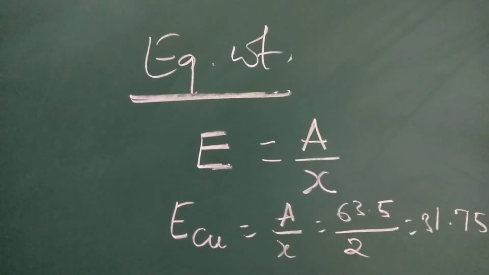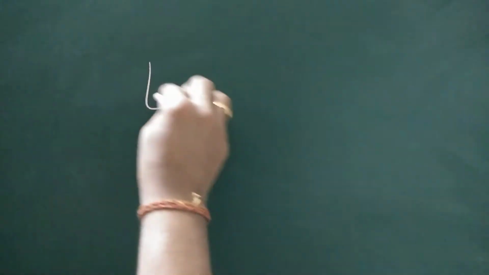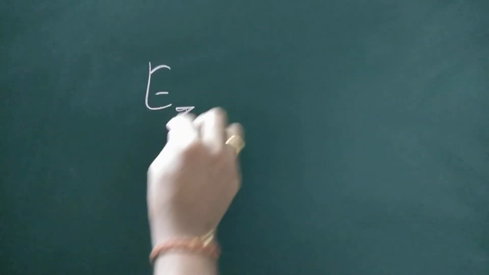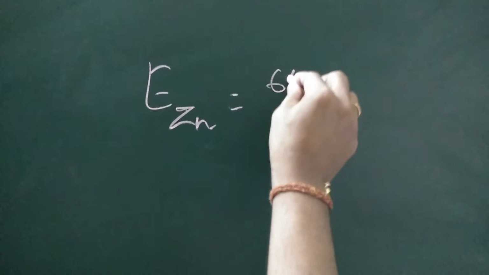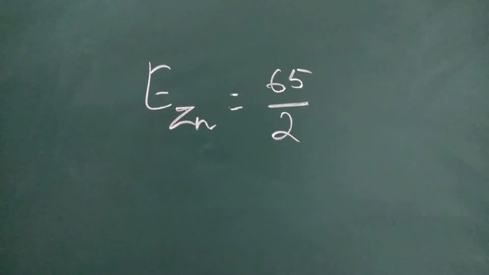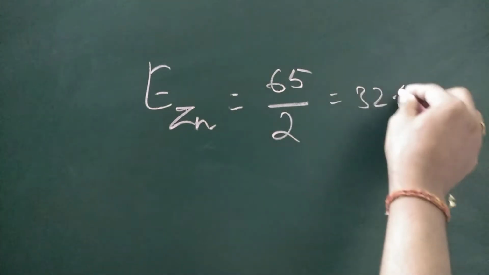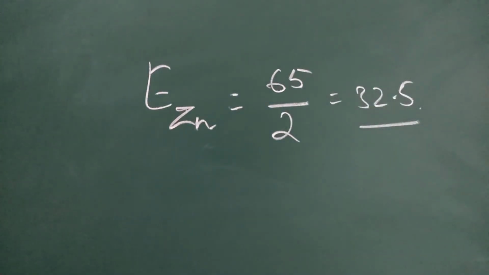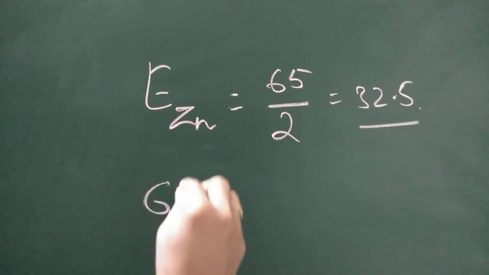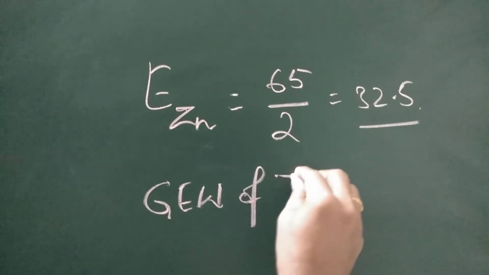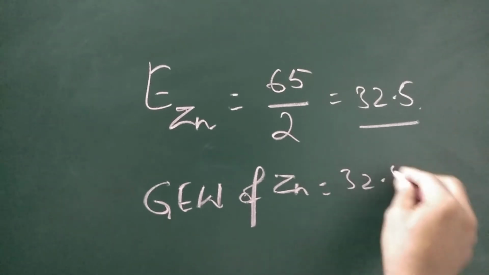Now if equivalent weight is expressed in gram, it is called gram equivalent weight. Now let's see the equivalent weight of zinc. The equivalent weight of zinc will be its atomic weight 65 by valency 2. Zinc only exists in +2 state, so its valency is 2 here. So it is 32.5. So the gram equivalent weight of zinc is 32.5 gram.